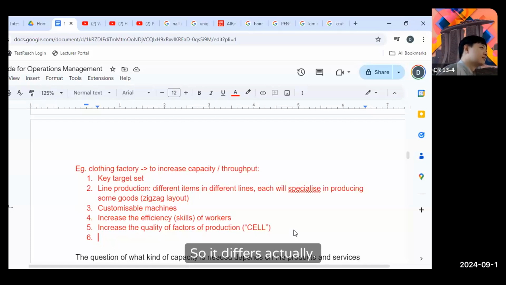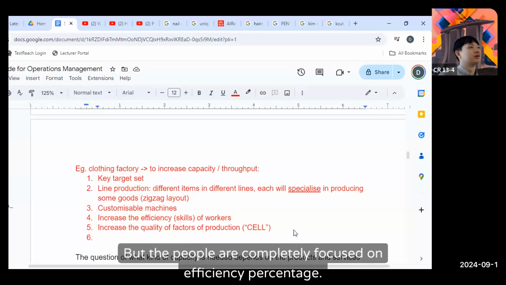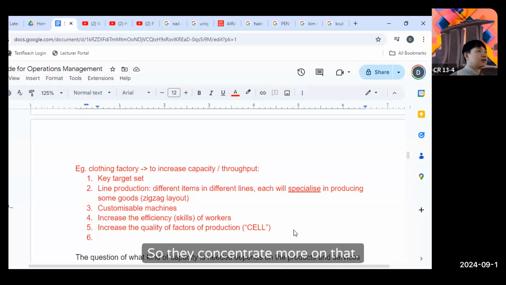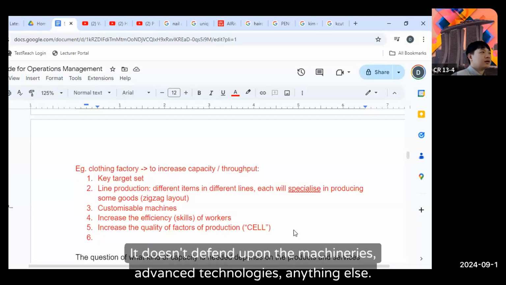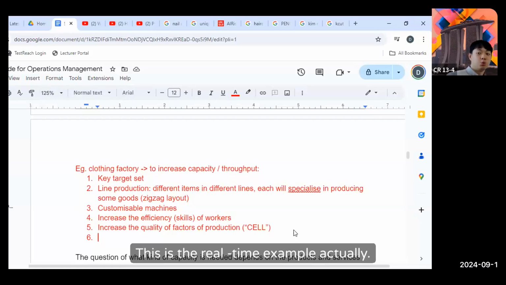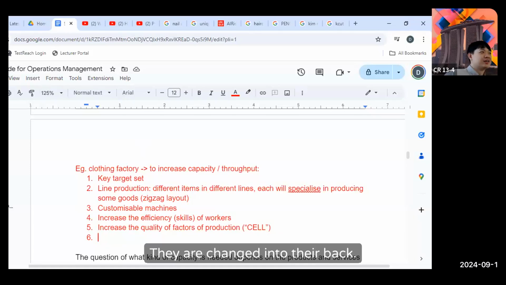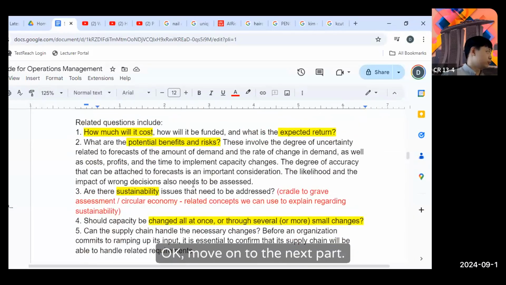So it differs actually. But the people are completely focused on efficiency percentage. They don't want to exceed more than 0.8% per lot. So they concentrate more on that. It doesn't depend upon the machineries, advanced technologies, anything else. This is the real-time example actually. They have lost crores and crores of amounts, I'm saying in Indian money, by adopting those machines, and they were not successful in that. They changed back to their old machines. Yes, old machines. Okay, move on.